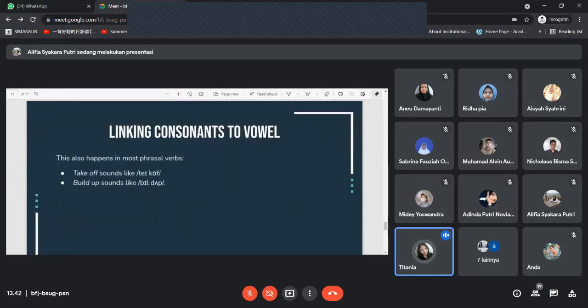This also happens in more phrasal verbs. Take off sounds like take off. Build up sounds like build up.